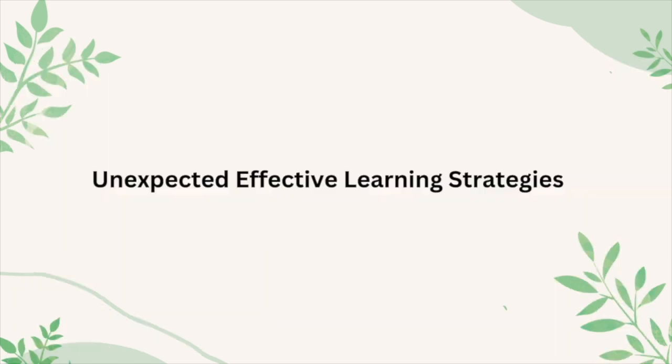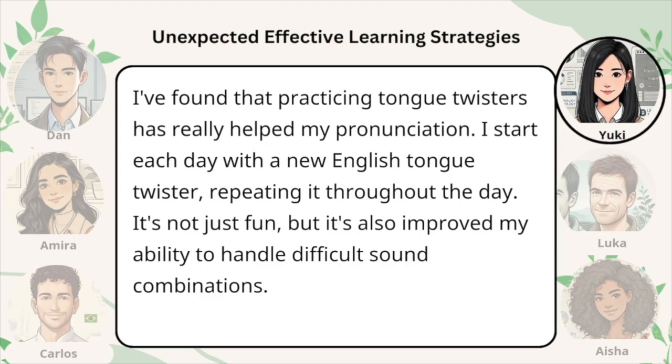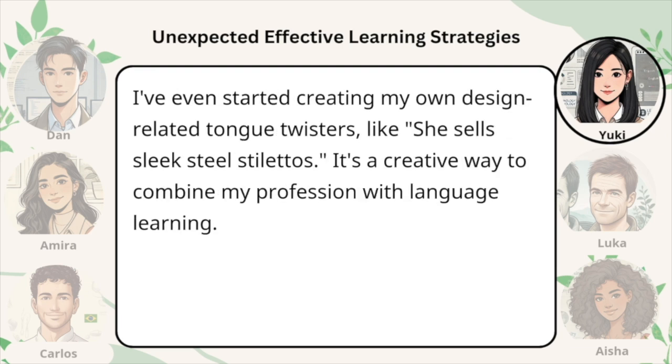Sometimes the most effective learning methods are ones we don't expect. What's an unconventional or unexpected strategy that has really helped improve your English skills? I've found that practicing tongue twisters has really helped my pronunciation. I start each day with a new English tongue twister, repeating it throughout the day. It's not just fun, but it's also improved my ability to handle difficult sound combinations. I've even started creating my own design-related tongue twisters, like, she sells sleek steel stilettos. It's a creative way to combine my profession with language learning.